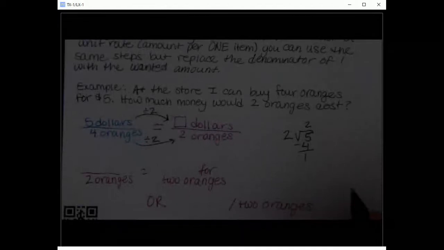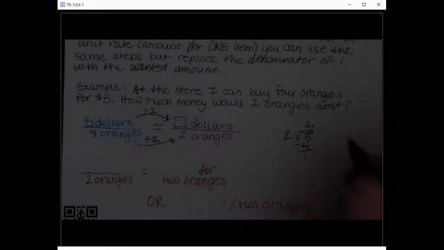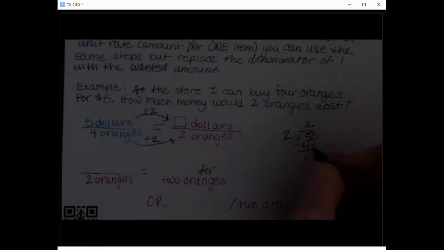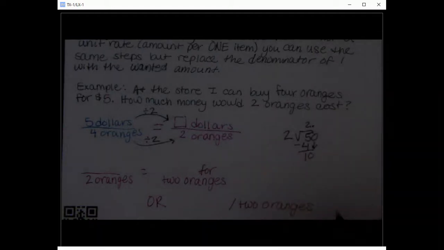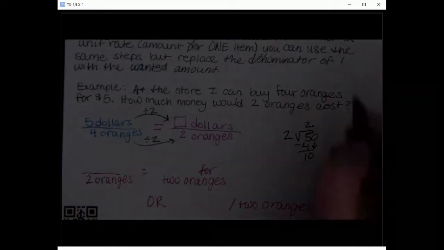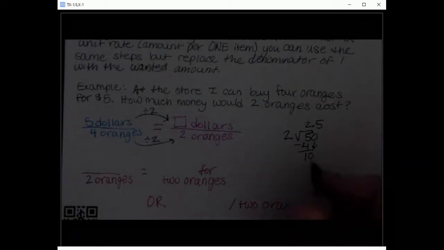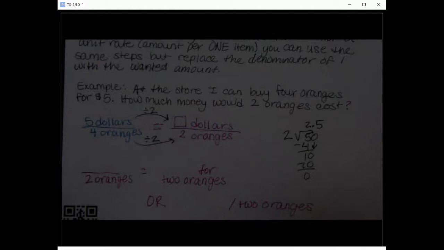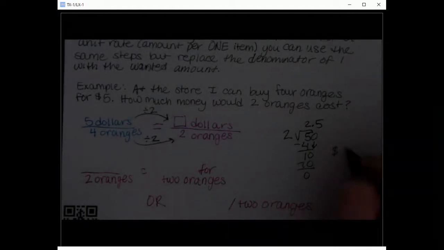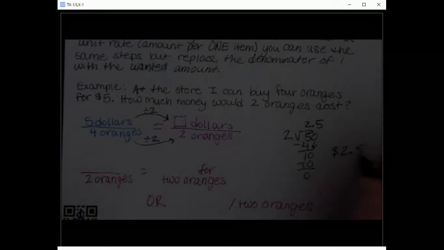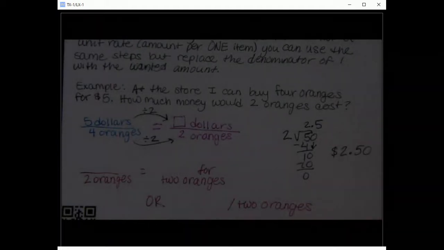I don't have anything else to bring down, so I'm going to add that decimal place, which allows me to put that 0 there. Bringing the 0 down, we have the number 10. 2 can go into 10 5 times without going over. 2 times 5 does equal 10, so that means we don't have a remainder. But that makes everything nice because we know that it costs $2.50 for 2 oranges. That is very expensive oranges, but hopefully they're good.